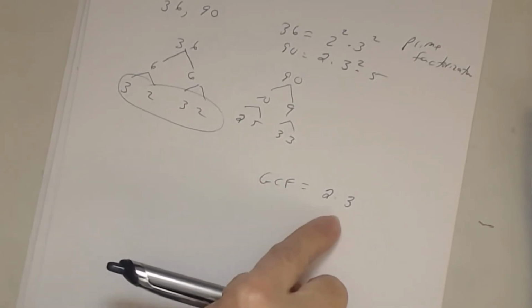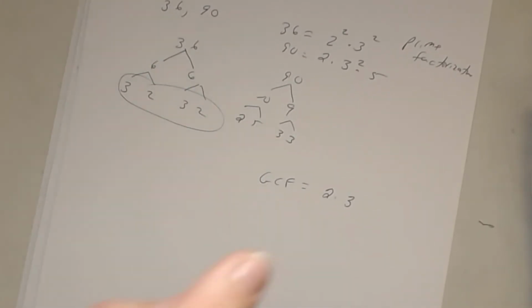Once you list your common factors, then you have to determine how many of each you need. That's what you have to determine. Okay, so you're looking for the greatest that they have in common. So listen to my words.